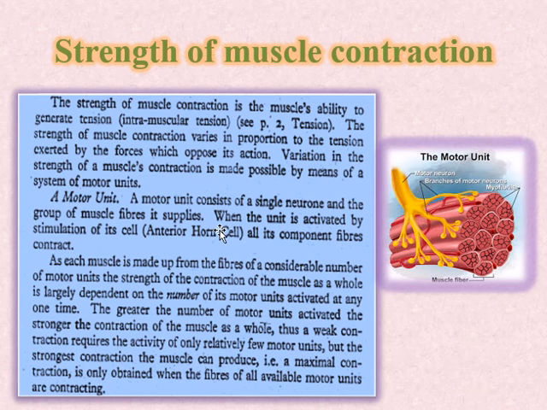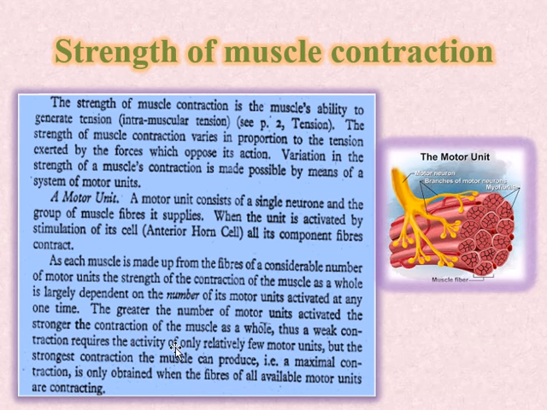motor unit? A motor unit consists of a single neuron and the group of muscle fibers it supplies. When the unit is activated by stimulation of the nerve cell, all its component fibers contract. As each muscle is made up of fibers from a considerable number of motor units, the strength of the contraction of the muscle as a whole is largely dependent upon the number of its motor units activated at one time. The greater the number of motor units activated, the stronger the contraction of the muscle as a whole.